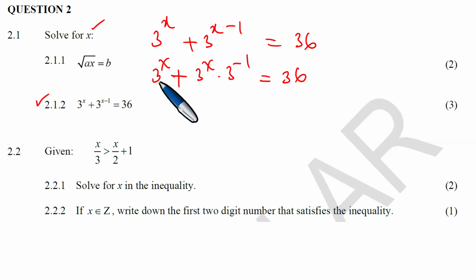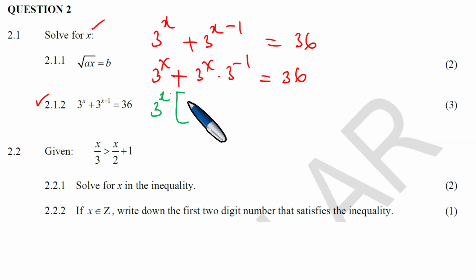Okay, what do we do next here? We look for the highest common factor because it's a plus. So what is the highest common factor? We need to factorize here. The highest common factor is 3 to the power x. It's not 3x, it's 3 to the power x. Good. Then we get what?